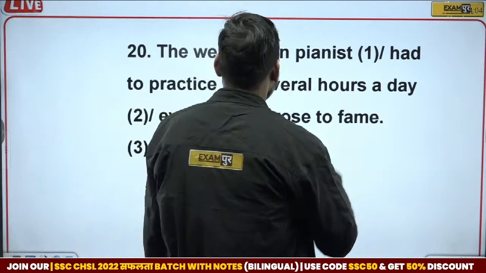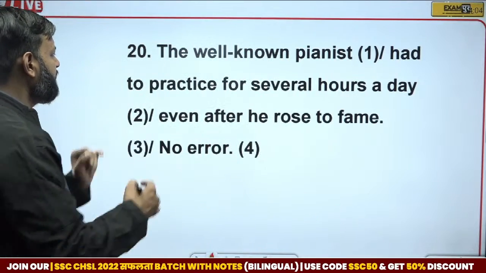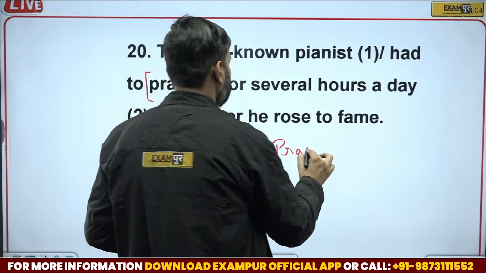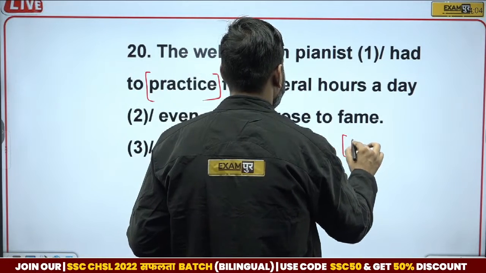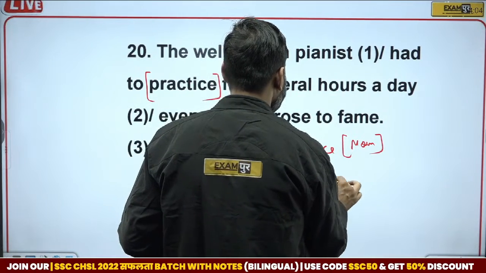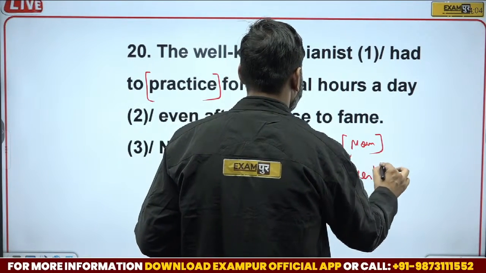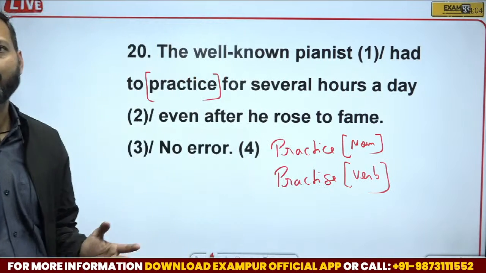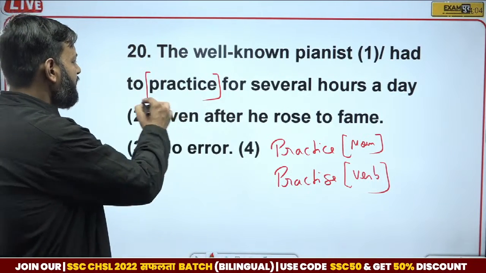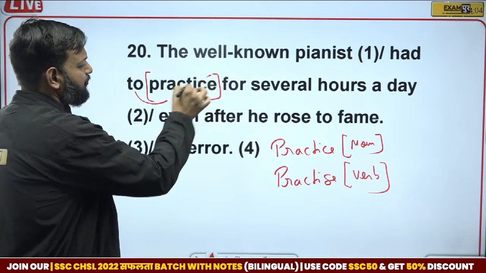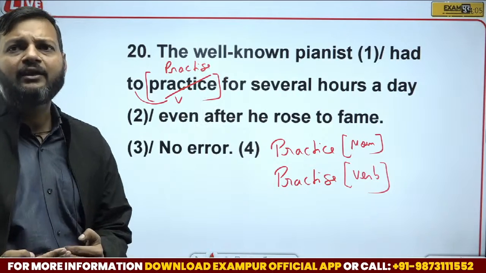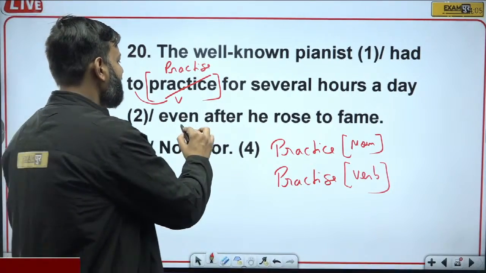Now, see, in this sentence there are two errors. One, the spelling of practice. The word practice with c is a noun, and practise, which has s, is a verb. Now here to is followed by a verb, so the spelling of practice is wrong, it would be practise. One more error is there, which is even after.